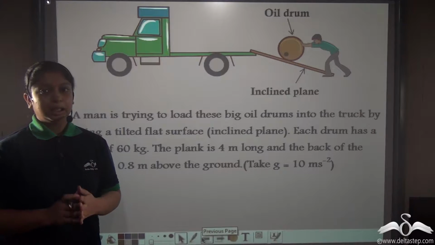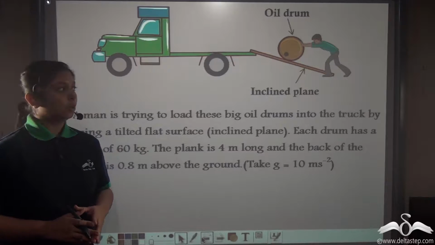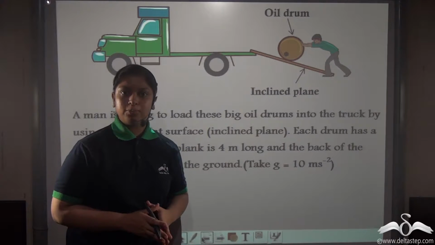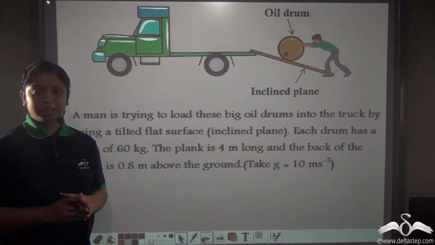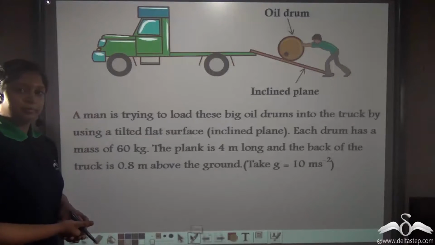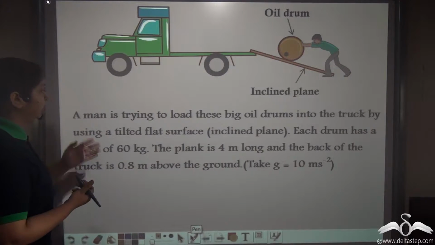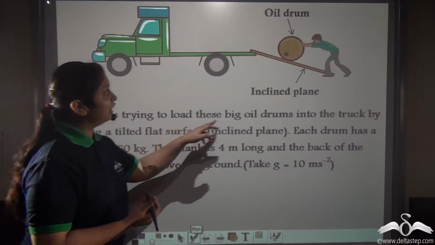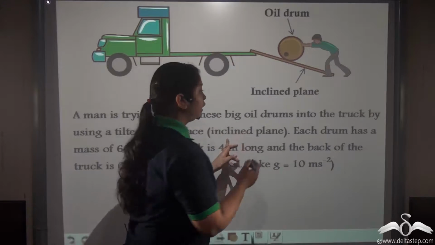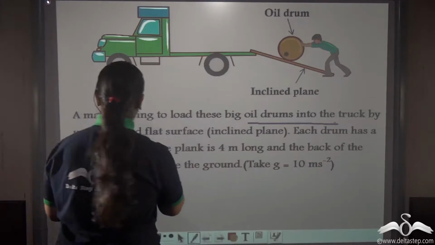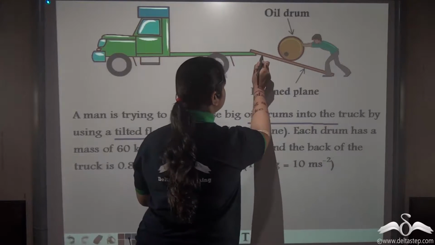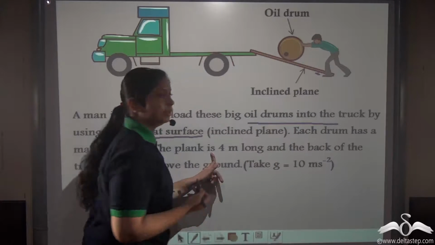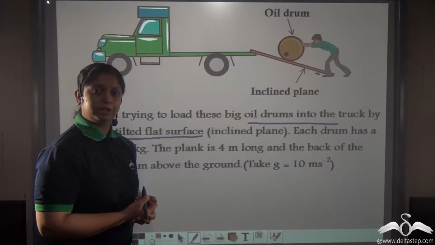You know that inclined planes are simple machines which help us lift heavy objects up the inclined plane. So let's solve a sum using inclined plane. Let's read the problem. Here a man is trying to lift these big oil drums into the truck with the help of a tilted flat surface or an inclined plane. So this is the inclined plane that the man is using to lift up the oil drums.